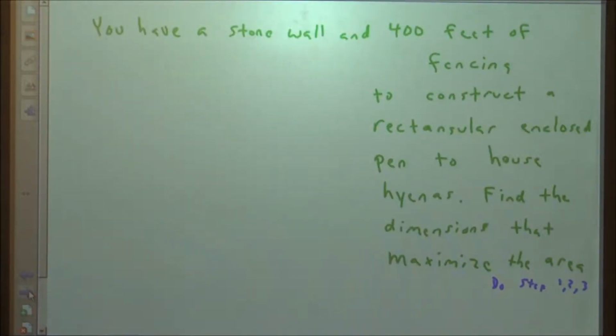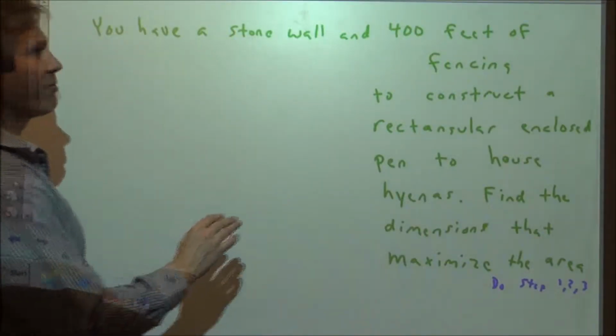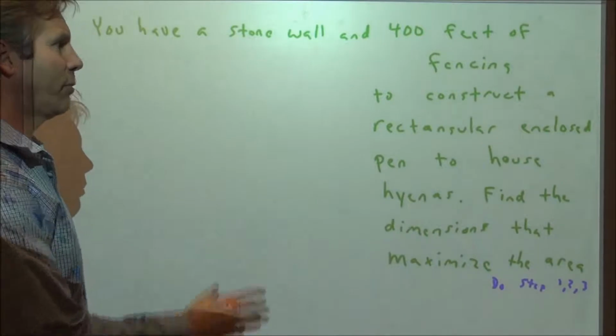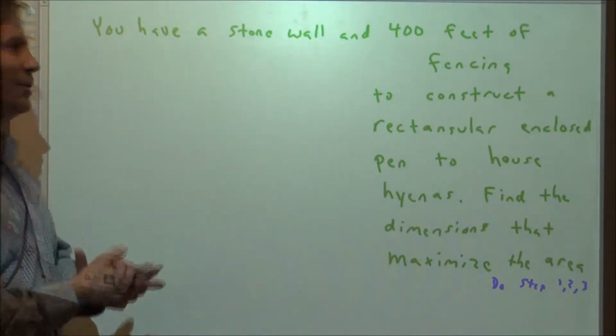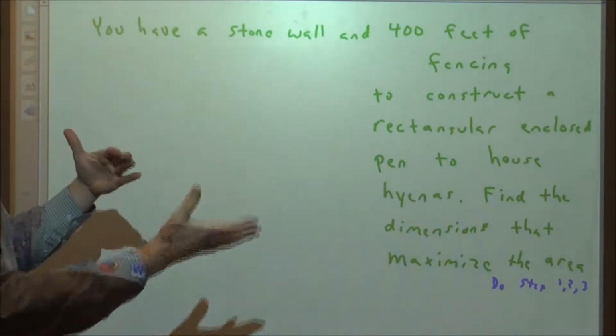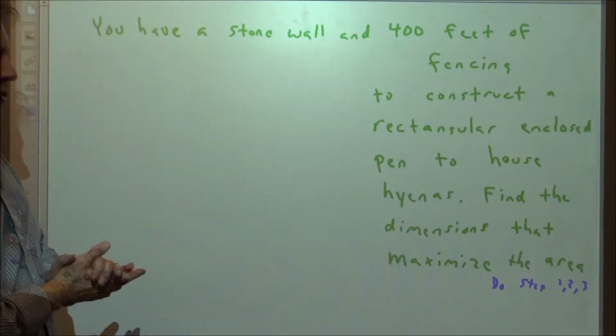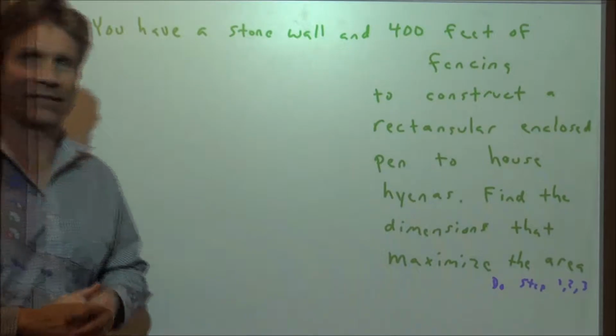All right. So let's suppose you have a stone wall and 400 feet of fencing to construct a rectangular pen that you're going to use to enclose hyenas, okay?